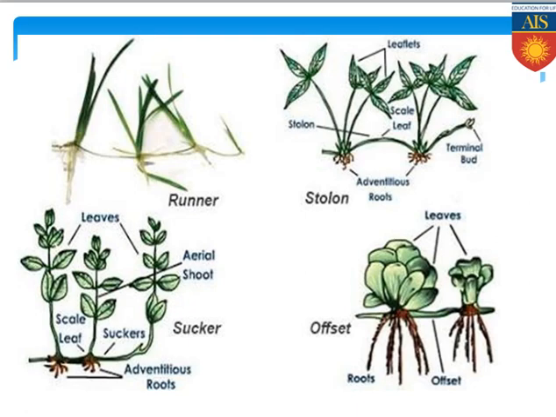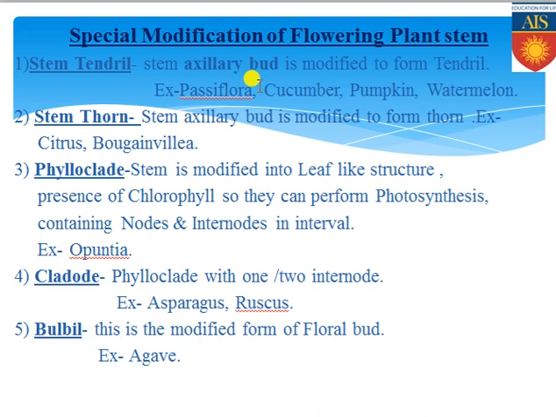Now we are coming to the special modifications of the flowering plant stem. These are the modifications which are commonly found in the stem. The first one is the stem tendril. In some plants, you will see that the leaves are modified into tendrils. That is the common thing. But in some plants, it is found that the stem is also modified into a tendril.